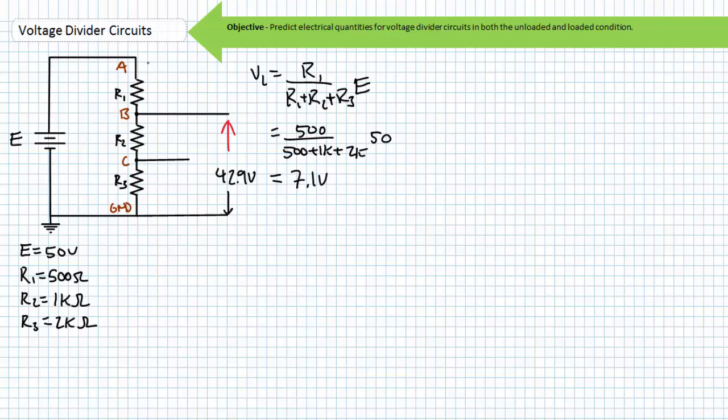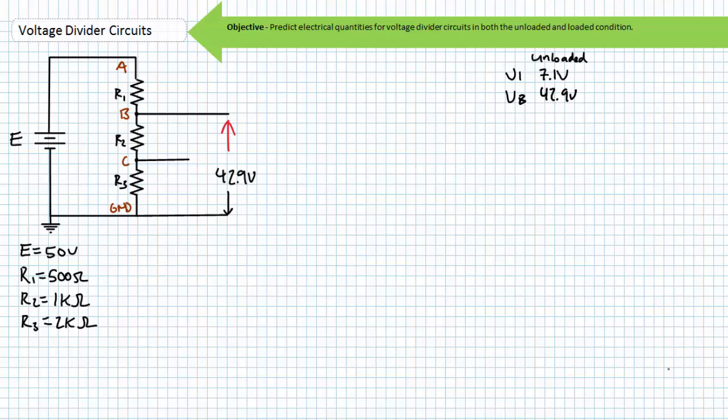You might incorrectly assume any load attached between node B and ground would experience the same 42.9 volt differential as if it was a constant voltage source. But it isn't. It's a voltage divider, and there's a resistor in series between the 50 volt source and the accessible node B. This will affect output voltage, as we'll learn in a moment when we discuss loaded conditions.